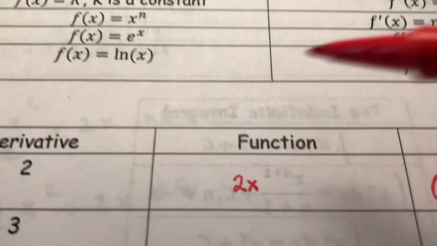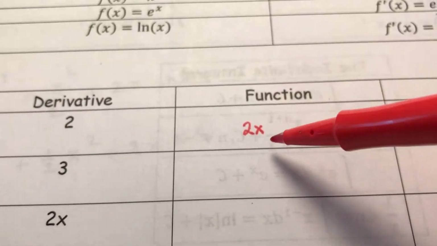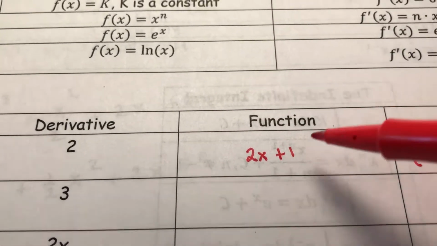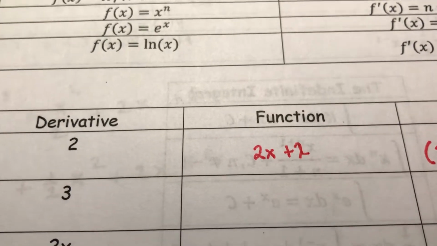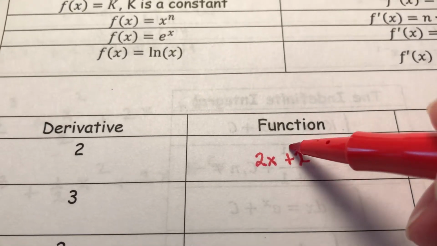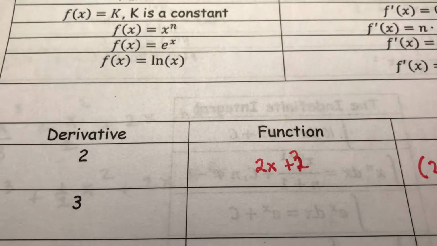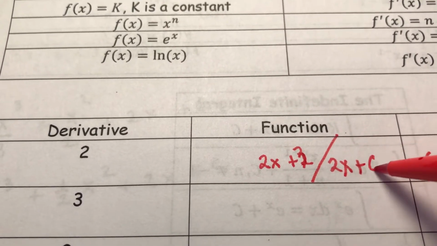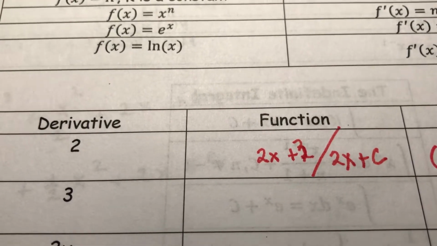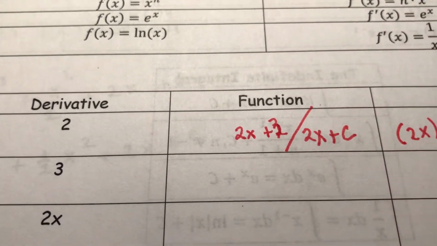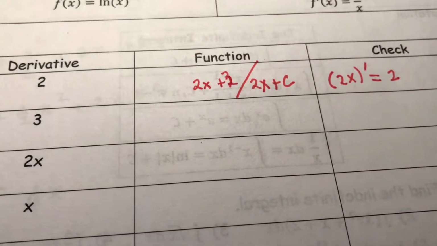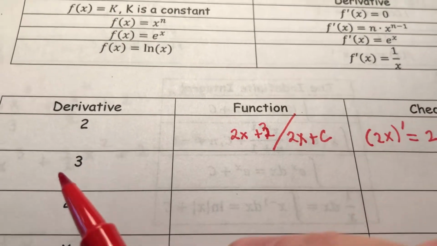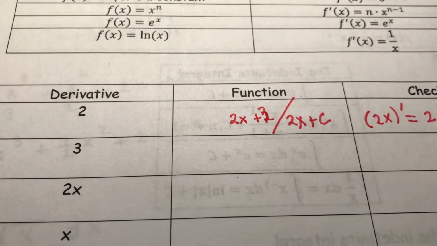Well, let me tell you, that's not the only function whose derivative is 2. If I put 2x plus 1, the derivative is 2. If I put 2x plus 2, the derivative is 2. If I put 2x plus 3, the derivative is 2. So what we do is we say 2x plus c, where c is a constant. So we're always going to have this plus c, because we always have to consider some constant, whose derivative will give us that same derivative.